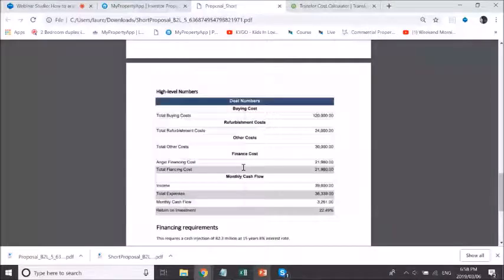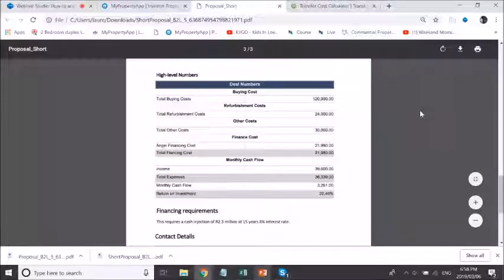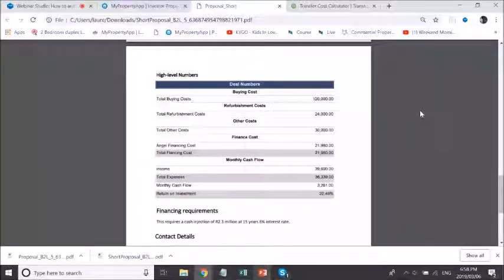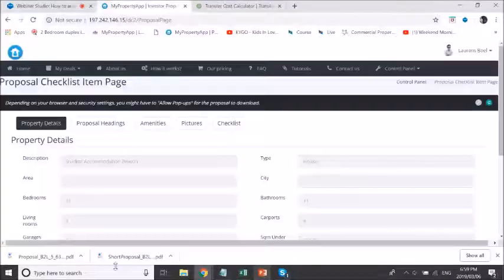And then here, the numbers that an investor would be looking at, right? So what are the buying costs, the refurbs, the other costs, and the finance costs, all very much high level. There's no detail here. And then it shows you the monthly cash flow, the income, expenses, and thus the cash flow with the return. So pretty simple, clean, it doesn't take too long to do. And then the long proposal.